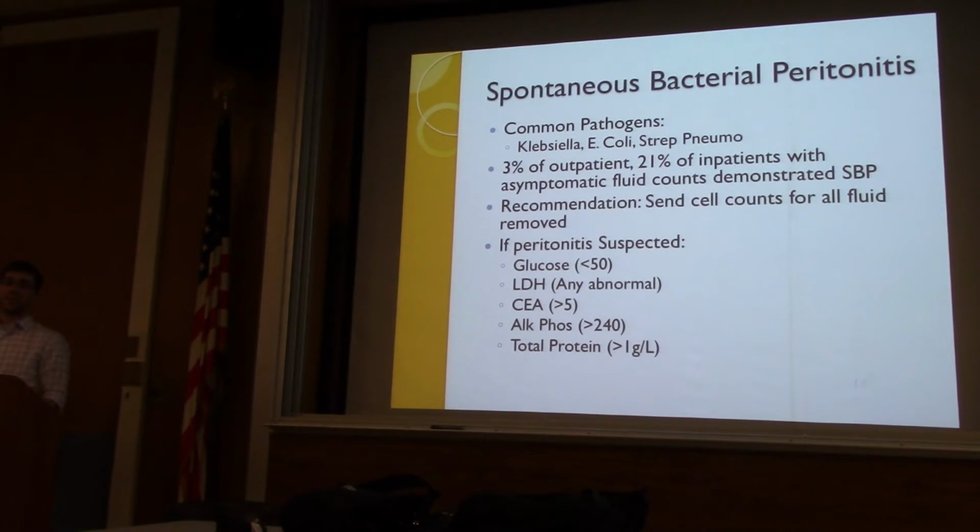And so the recommendation is probably to send cell counts for all fluid removed. I'm not sure how strong their recommendation is. I know a lot of us don't do that here, and there was a lot of controversy in what I was reading about whether or not to do it. But one thing that probably should be sent, if you're suspecting peritonitis, certainly send all those labs: the glucose, LDH, CEA, alpha and total protein.